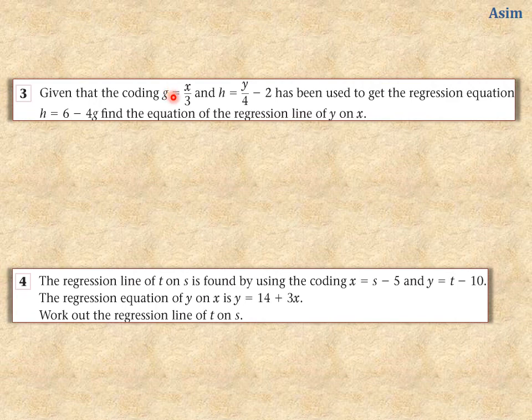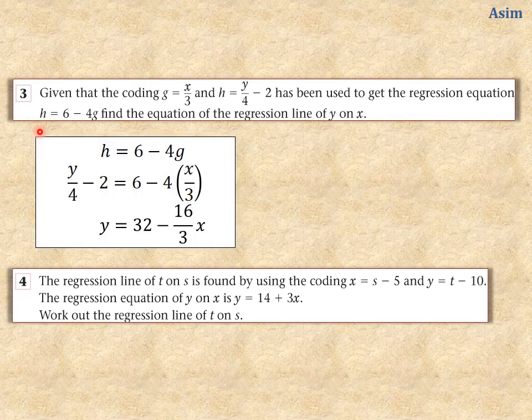Same, there is a coding for g, there is a coding for h, and the answer you got was h equals 6 minus 4g. Now they want y on x. You do the same thing. You start with this and substitute. In place of h you substitute the value of h here, 6 as it is, minus 4 times g, in place of g resubstitute, simplify, make y the subject. This is your new regression of y on x.